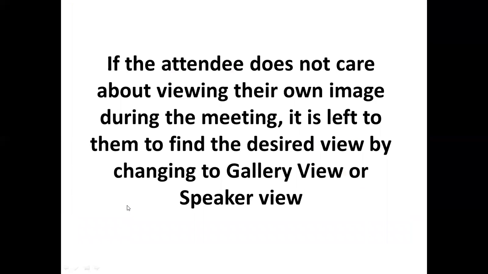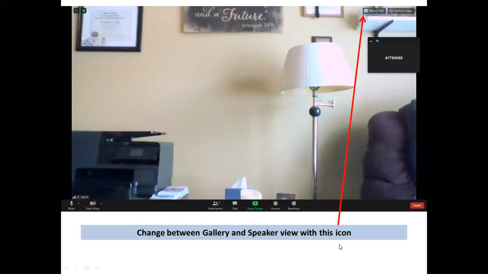If the attendee does not care about viewing their own image during the meeting, it's left to them to find out the desired view by changing to gallery view or speaker view. And you change between those two with this here. What we're showing here right now is the speaker view. Gallery view is what we looked at when you first entered the meeting. So I can toggle between those two just by clicking on this icon.